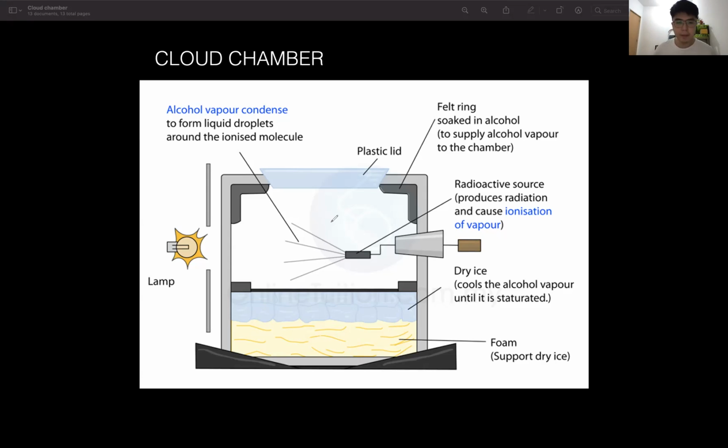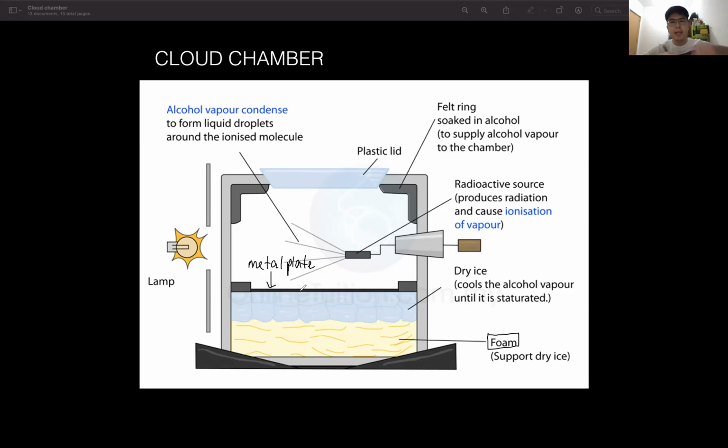Okay, so now a few things to note about the cloud chamber. Let's start from the bottom, the foam. The foam is used to support the dry ice, just to keep it attached to the metal plate. So here you have a metal plate. This is the metal plate.